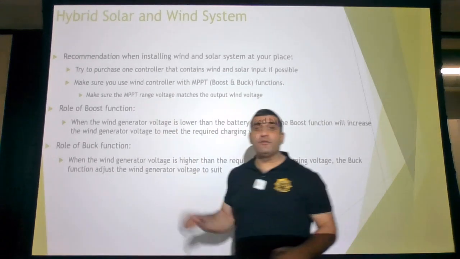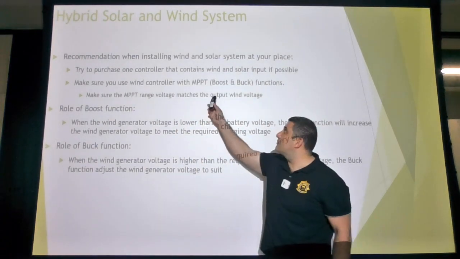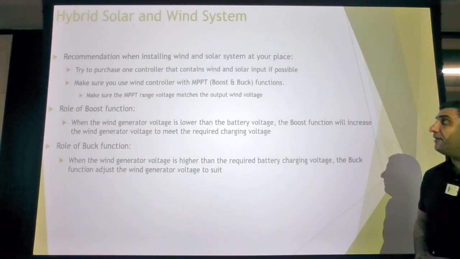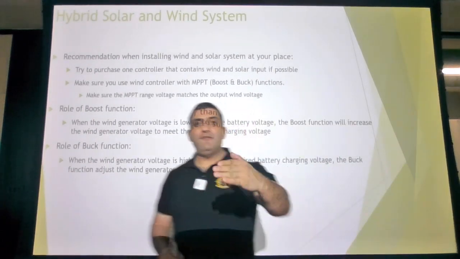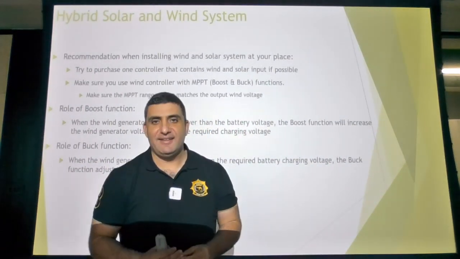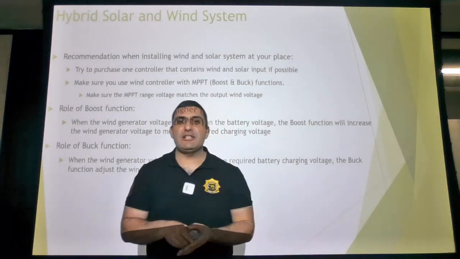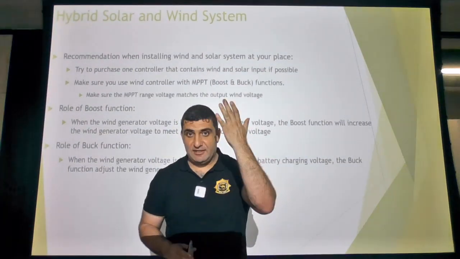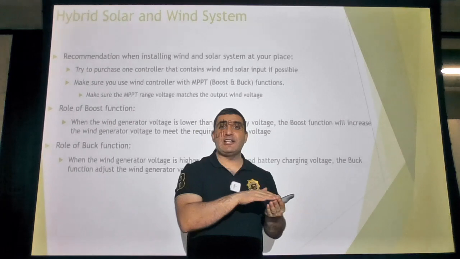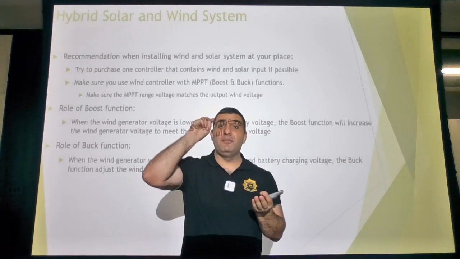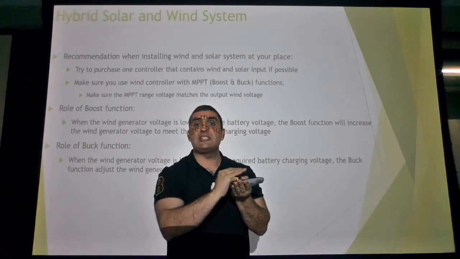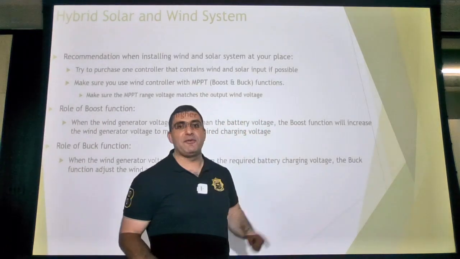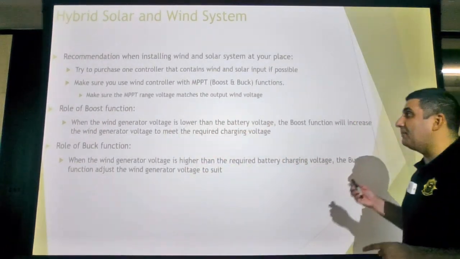You need to make sure the MPPT voltage range matches the output wind voltage. For example, if you have a boost converter, what's my output DC voltage at a 3 meter per second wind? Is it 20 volt, for example? I want the boost converter to start working from 3 meter per second, which means I need it to step up my voltage from 20 volt DC all the way up to 57.6 volt, if that is the battery voltage.